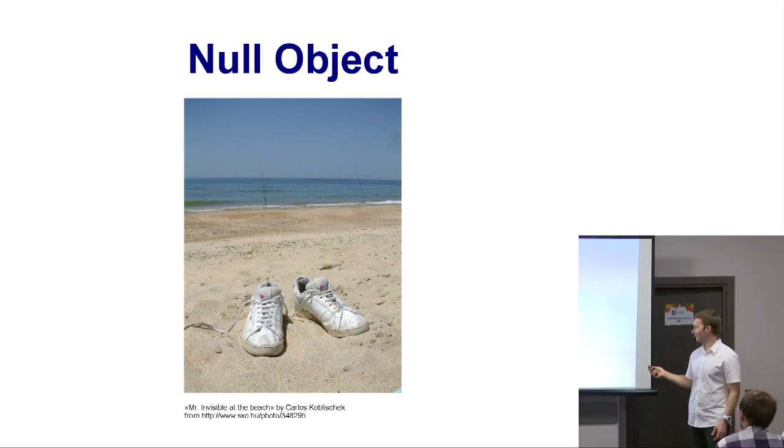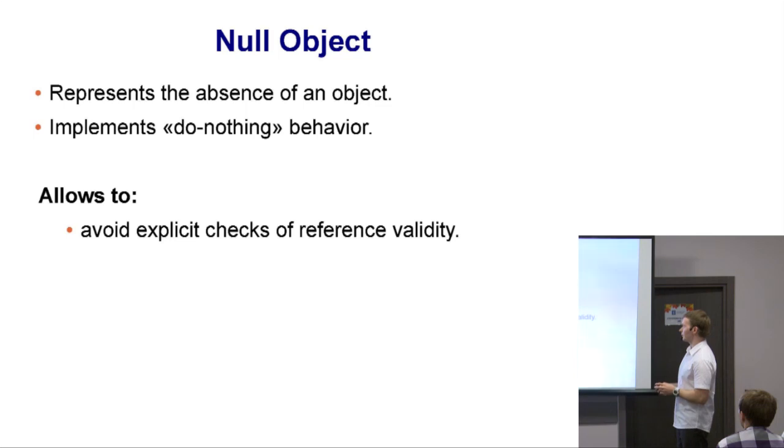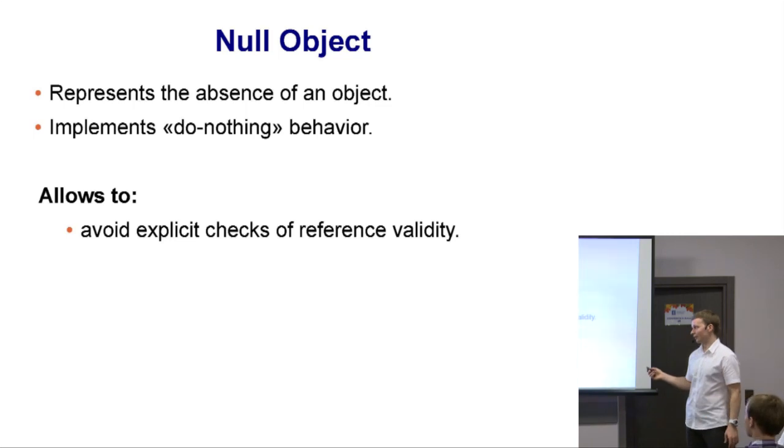Null object. Null object pattern allows us to represent the absence of an object, and it usually implements do-nothing behavior. So we can use null objects instead of nulls to avoid explicit checks of reference validity, because null pointer exceptions are a very nasty thing in Java. And this pattern can help us to get rid of such null pointer exceptions.